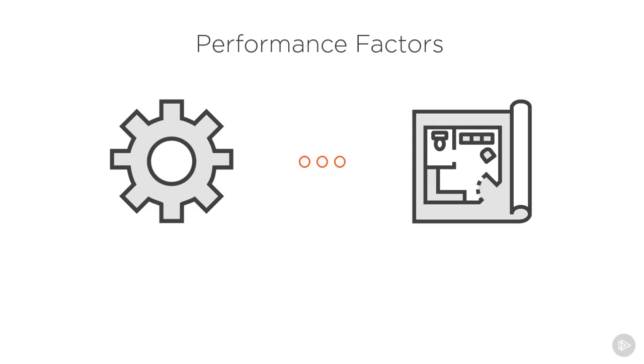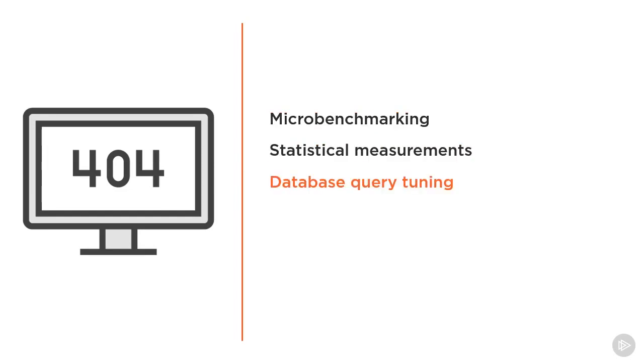And while I try to cover a lot of ground, from high to low level concepts, this course does not have an exhaustive list of everything you can do to make your application performant. Some of the topics not covered are micro-benchmarking, statistical measurements, database query tuning, and concurrency basics, for example. There are many great courses on Pluralsight that cover many of these topics, and I encourage you to spend some time in these courses to get the insight they contain.